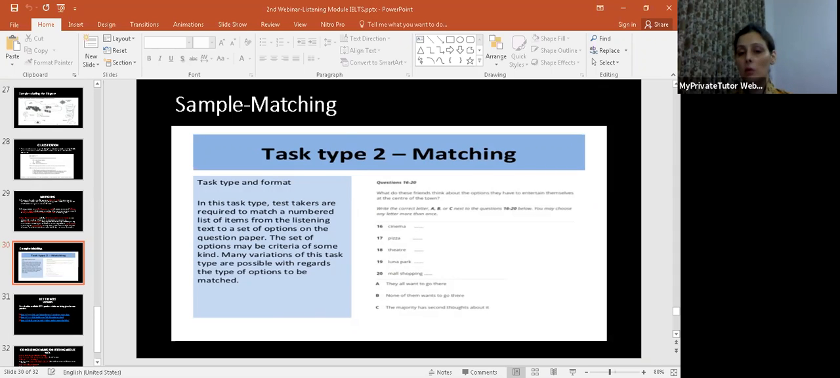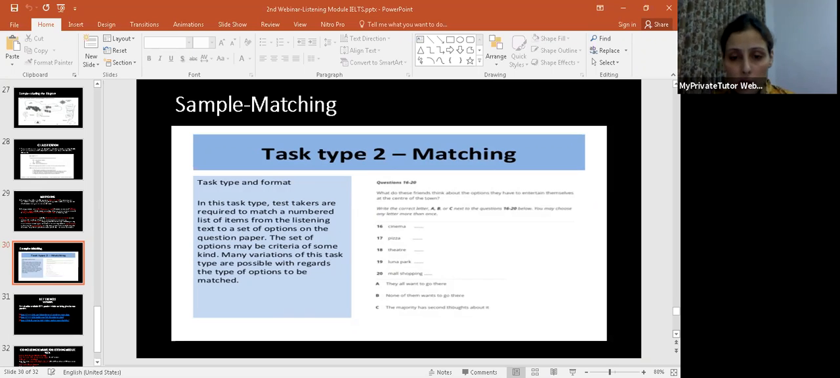Okay, the question is in front of you. You have to write A, B, C next to the question. Okay, the options are at the bottom. You have to match them. What do these friends think about the options? They have to entertain themselves at the center of the town.